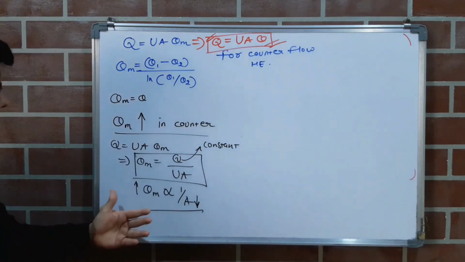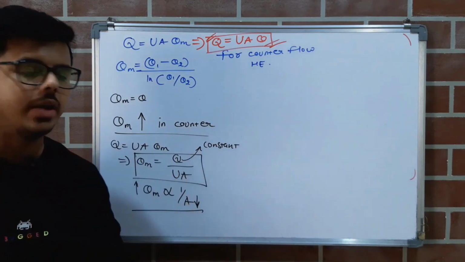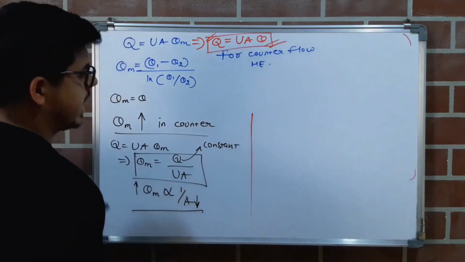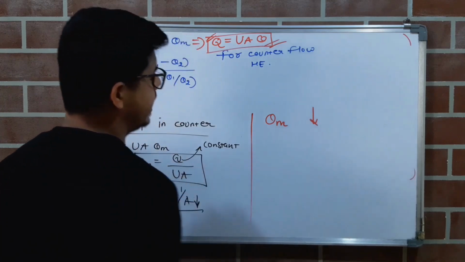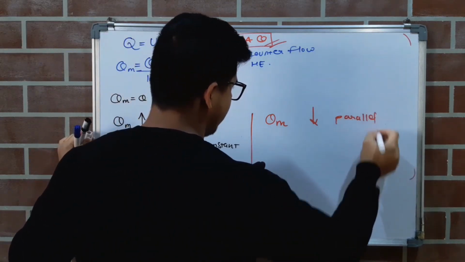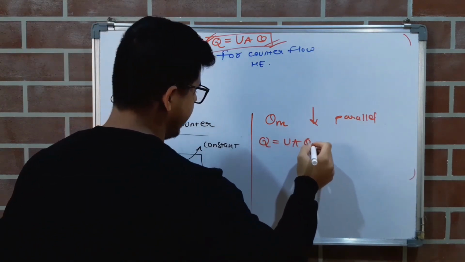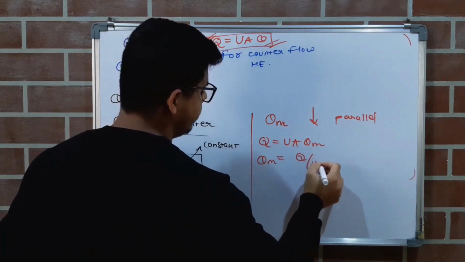That means when our theta m in counterflow is more, then we know that our area requirement for counterflow heat exchanger is less. So now if we want to check about parallel flow, in parallel flow we know that theta m is less as compared to counterflow. This is parallel flow. So what is the formula? Q equals U A into theta m. So theta m is Q divided by U into A.